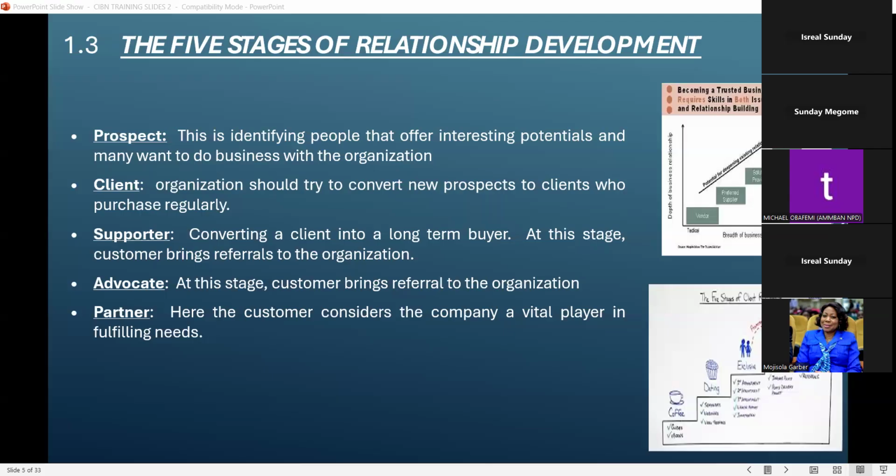Converting a client into a long-term buyer. At this stage, the customer becomes a supporter of the organization. This woman that sells fish, after coming once to withdraw, comes a second time to withdraw, and she comes to do a transfer. You have gotten her confidence. She has now gotten to the stage of a supporter, converted from client into a long-term buyer. She's not just coming once in a week. She's now coming 2-3 times in a week, and you see her coming often. She's already loyal to you. So that's what I mean by supporter.